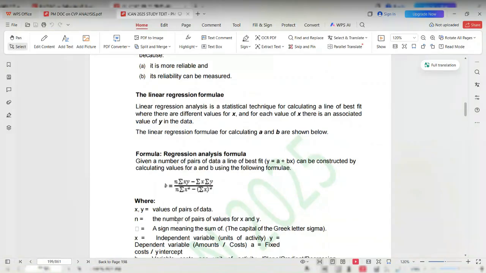Where X and Y are values of pair of data, N is the number of pairs of values of X and Y, and the sign means summation. That summation sign means sum. And we have X, independent variable, units of activities. So this is the technicality here. You should be able to identify or differentiate between your X and Y.